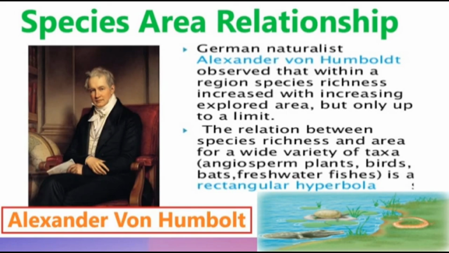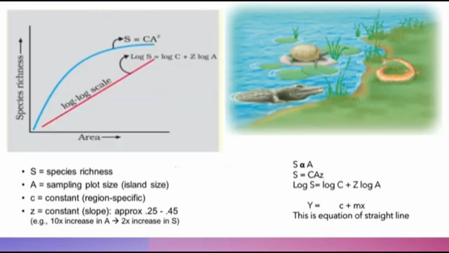But is it possible, if the area keeps on extending, that the number of species will keep on increasing? No, that is not possible. So it is possible only up to a limit. And this was proposed by Alexander von Humboldt. Here you can see the species-area relationship which is plotted on a graph.